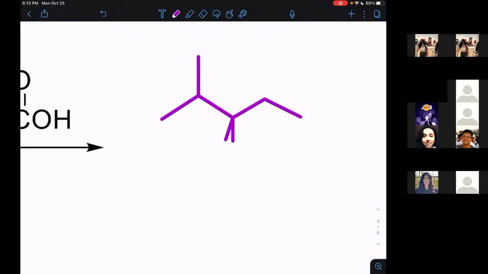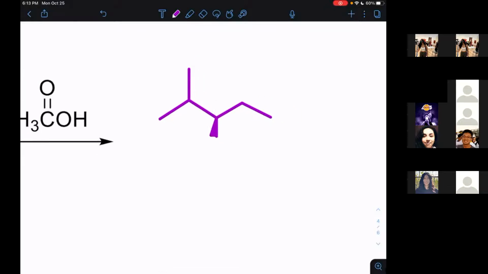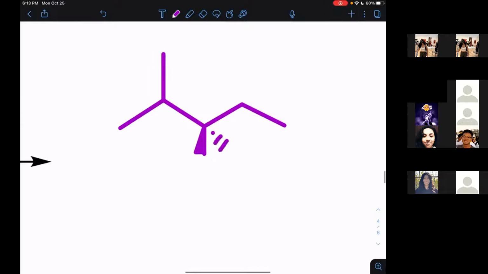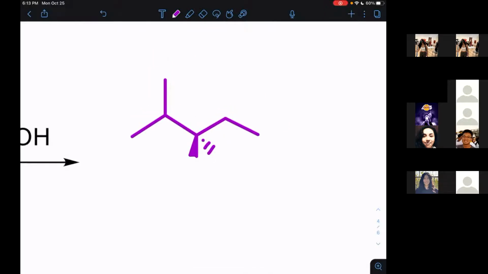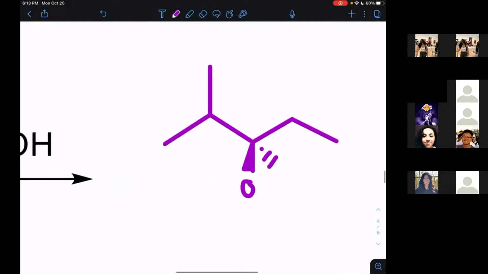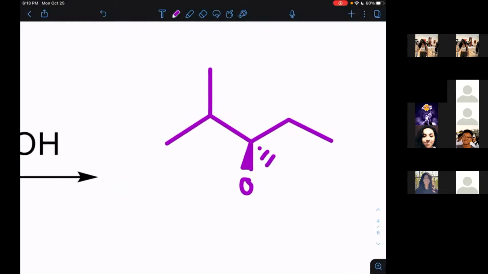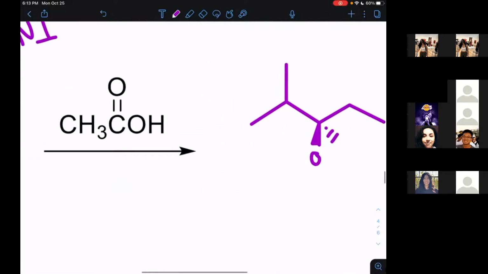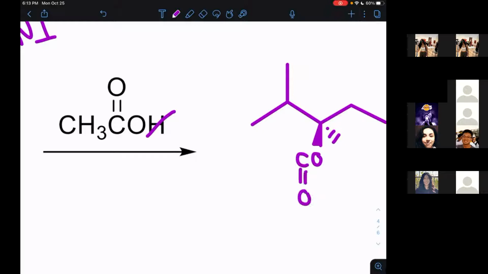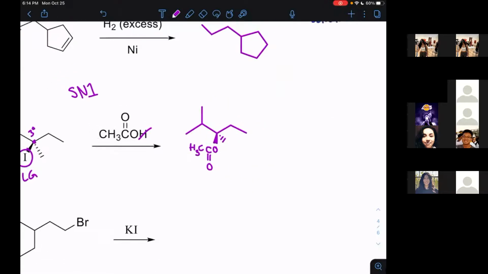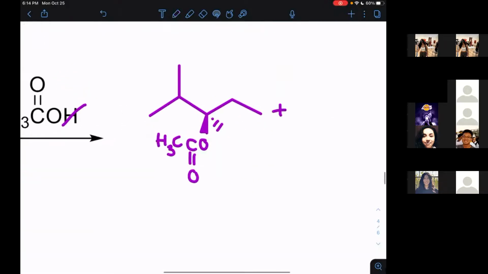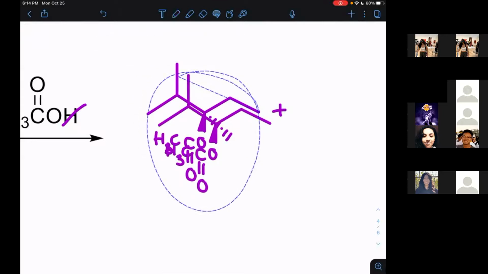So this one, this is a chiral center, and then we'll have our group right there. So it'll have both enantiomers, but I'll go ahead and finish this. And then it'll end up deprotonating, so we won't have that. So we'll have OC10O and CH3.